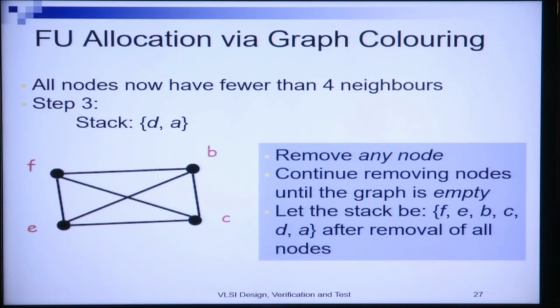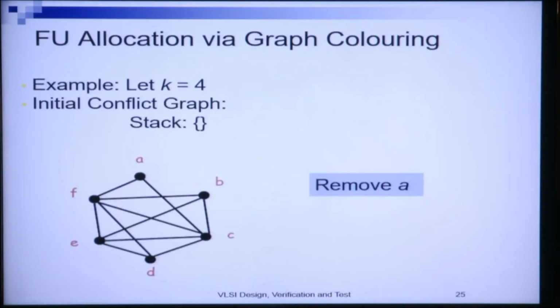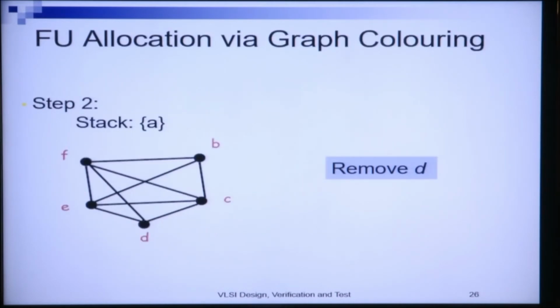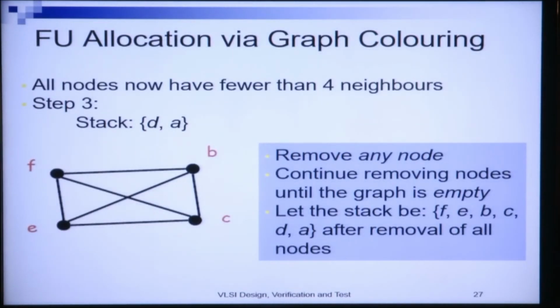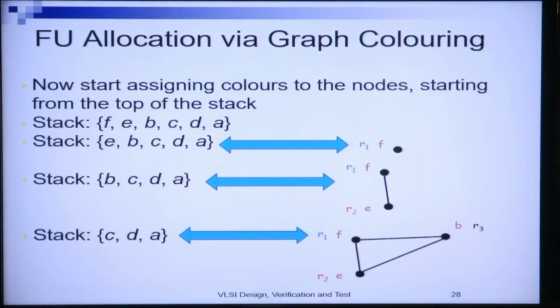We continue removing nodes until the graph is empty. So, F, E, B, C, D, A is a certain order of choosing the nodes, and the stack will be this after removal of all nodes. Before the start of the algorithm, we see that F has more than 3 neighbors, E has 4 neighbors, C has 4 neighbors. So, I can choose either A or B or D. I had chosen A. That can be done randomly.